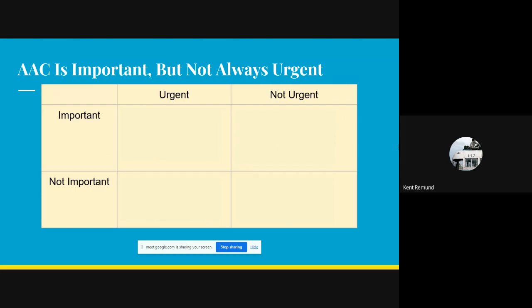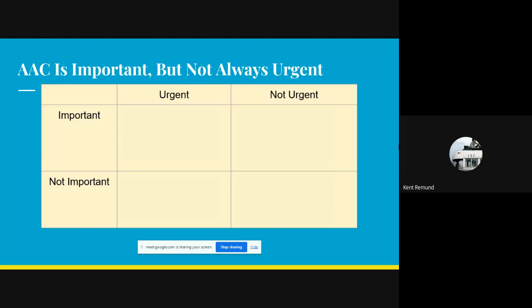So to hammer that point home, this grid up here is what's called the time management matrix. This was popularized by Stephen Covey in his book, The 7 Habits of Highly Effective People. You may have seen it. How many people have seen this before? Anyone want to come up and explain it? No, okay. So this is a quadrant. Everything we do is either urgent or it's not urgent along the top. Also, everything we choose to do is either important or not important.